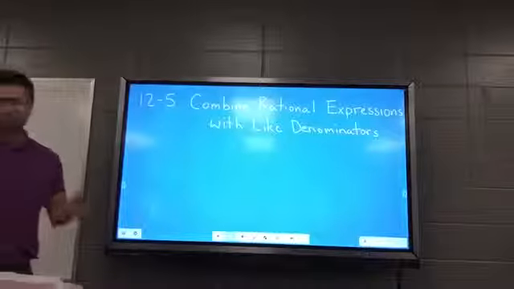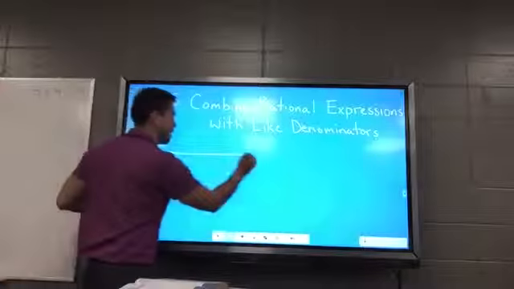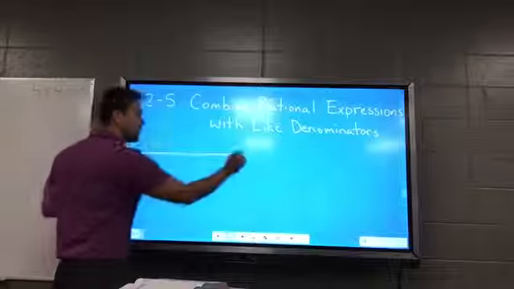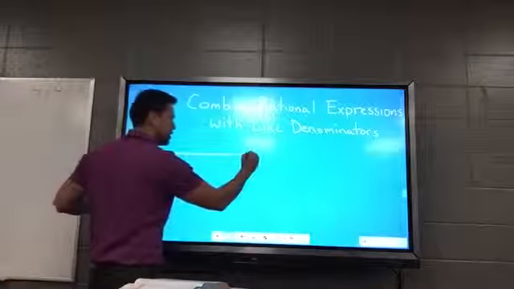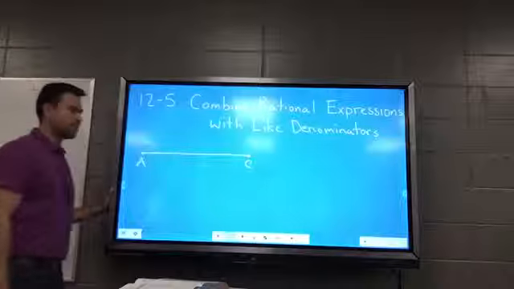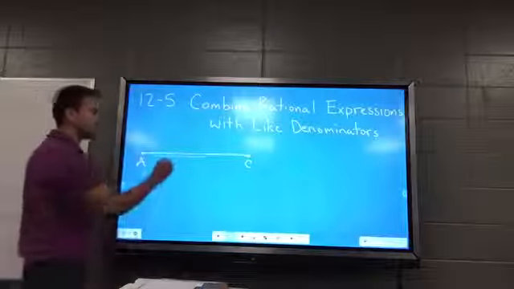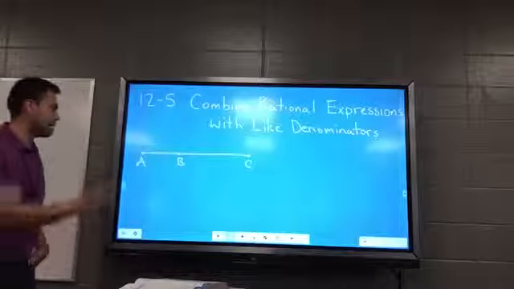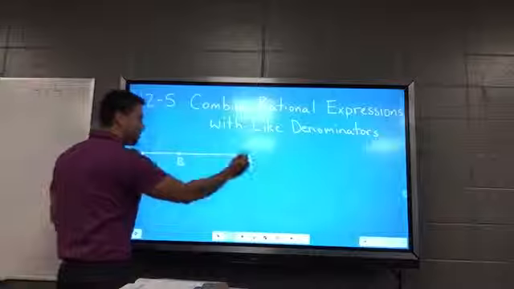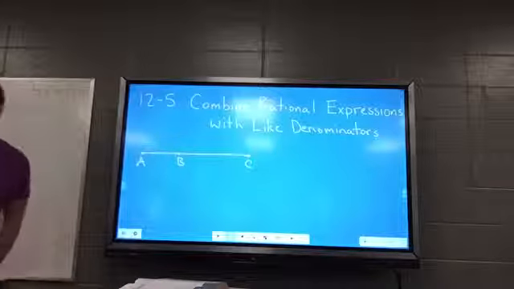I'm going to add a little bit of geometry here. I want you to draw just a little line segment, and you're going to label it AC. So it's a segment. That means it has a starting point and an ending point. And then there's also another point in here, point B. So I've got point A all the way to point C, with point B being in the middle.